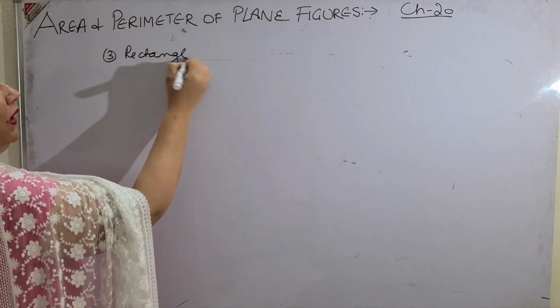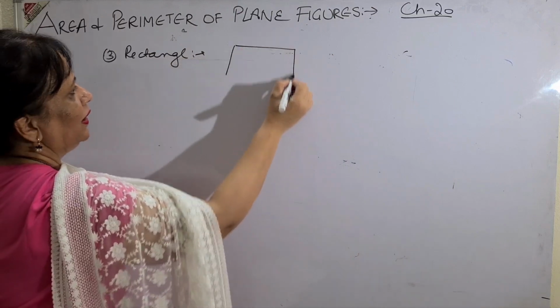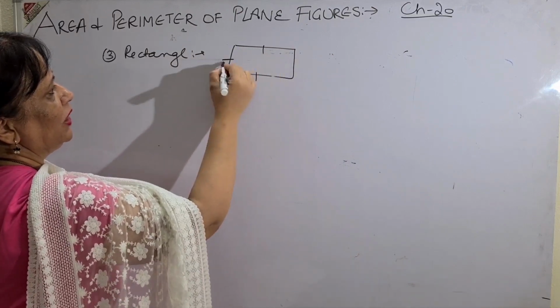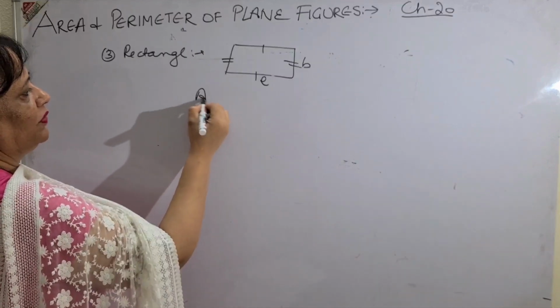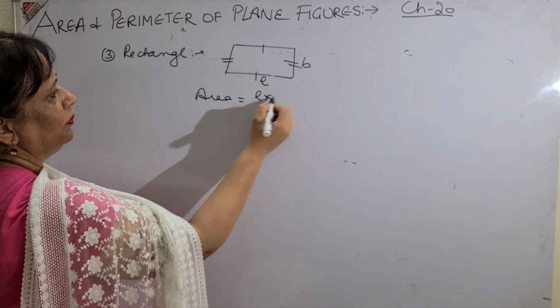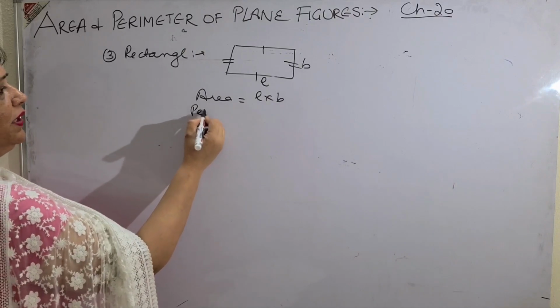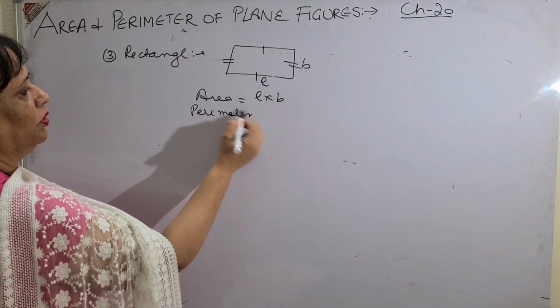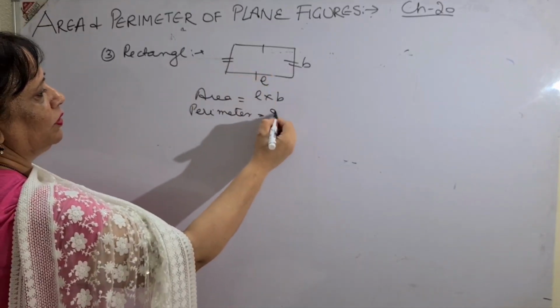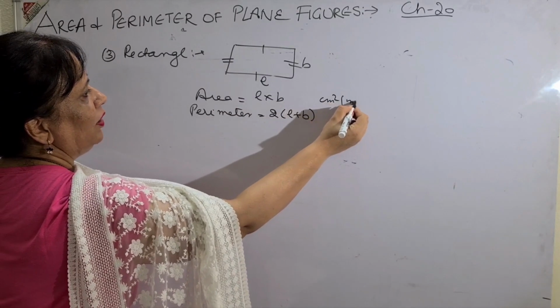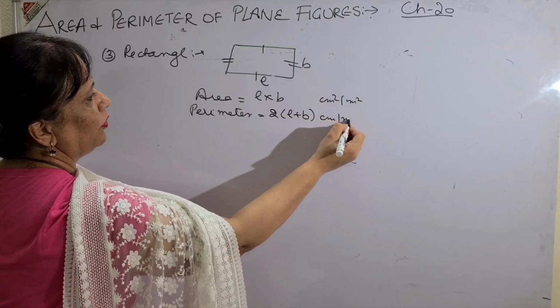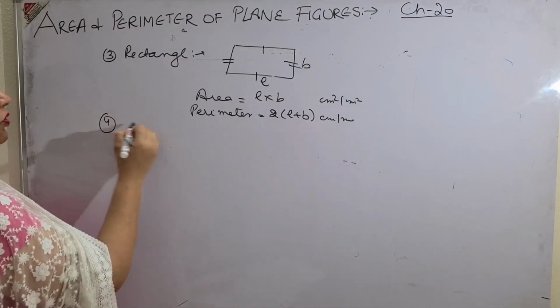You know again rectangle is a type of quadrilateral in which opposite sides are equal as well as parallel, length and breadth. So area of the rectangle is equal to length into breadth, and of course the perimeter, the outer boundary, because the opposite sides are equal, is twice of L plus B. Centimeter square or meter square for area, or centimeter or meter for perimeter. You have done all these since 7th standard.